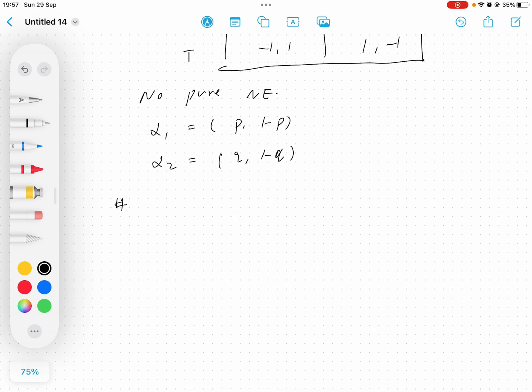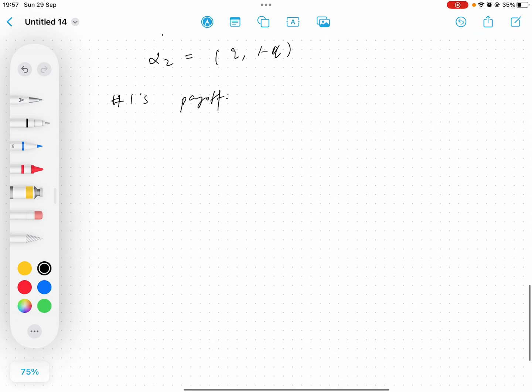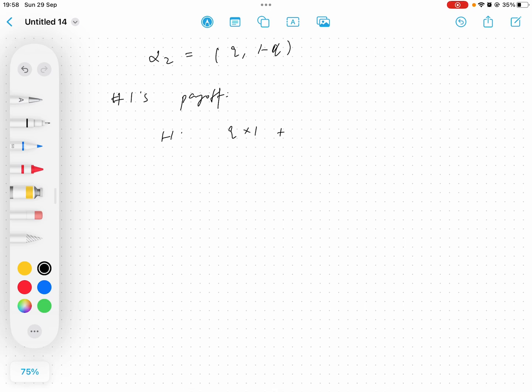So player 1's payoff would be, if playing H, then player 1 will get Q times 1 plus 1 minus Q times minus 1, with H and T for player 2 correspondingly, right? So this would be 2Q minus 1. Otherwise, player 1 gets Q times minus 1 plus 1 minus Q times positive 1. So it will be 1 minus 2Q, right?